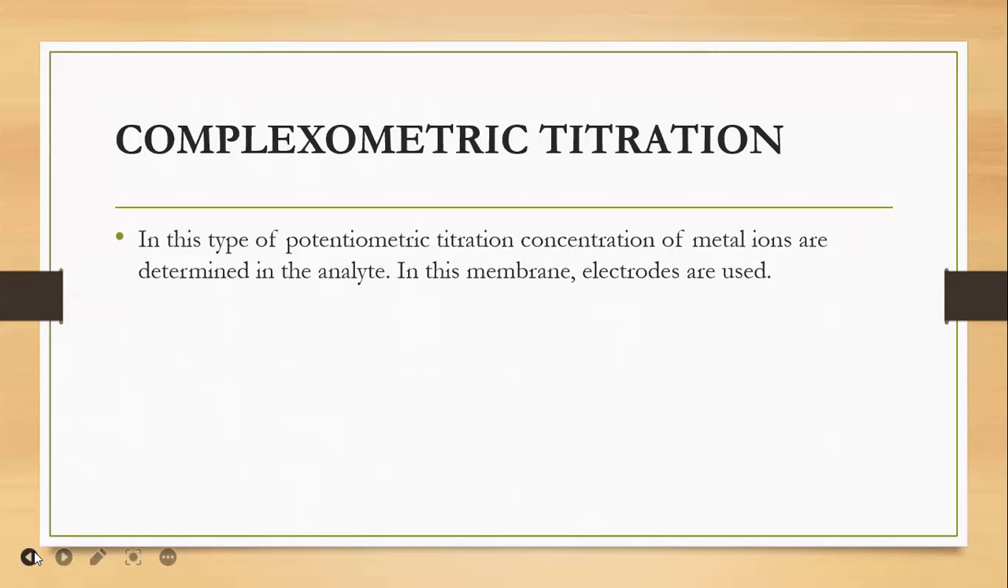So next, we have the complexometric titration. In this type of potentiometric titration, the concentration of metal ions is determined in the analyte. In this, membrane electrodes are used. The titrant is based on the formation of coordination complexes between a metal ion and a complexing agent or chelating agent to form soluble complexes.